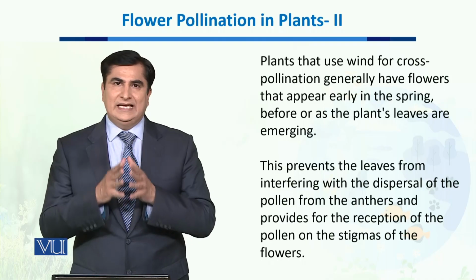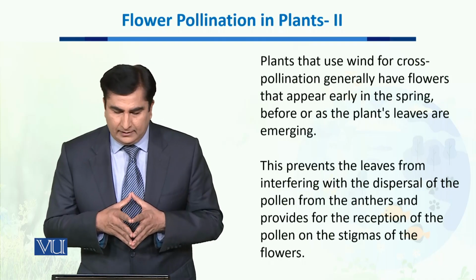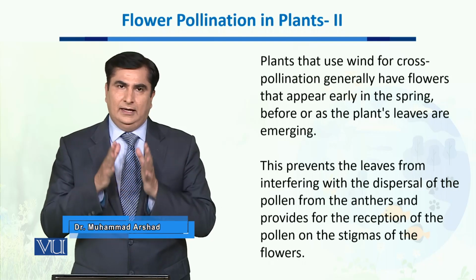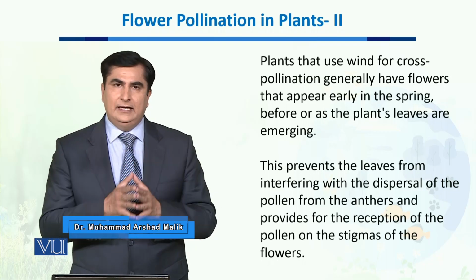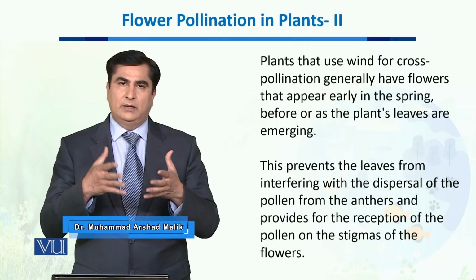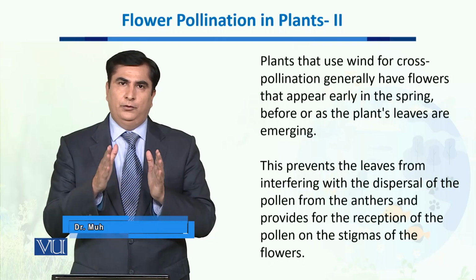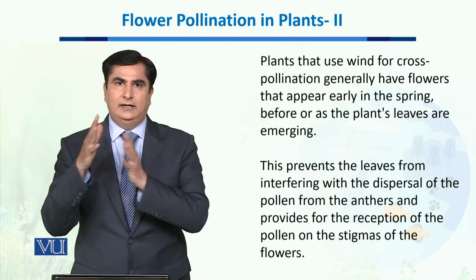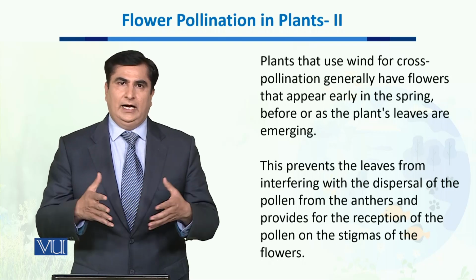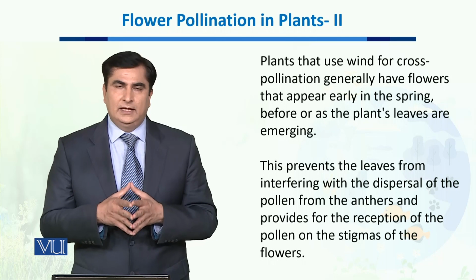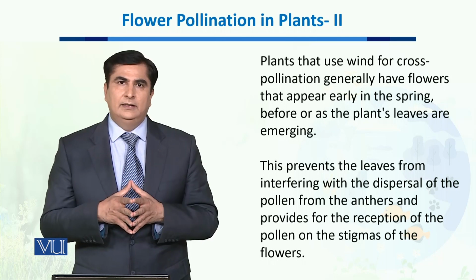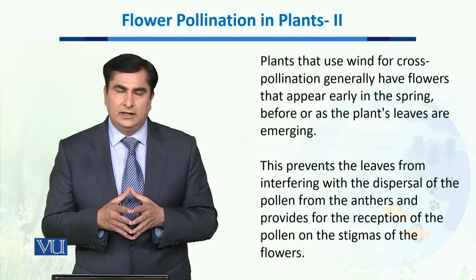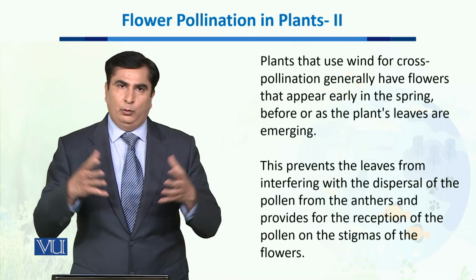Now, because leaves usually prevent the dispersal of pollen, as they can inhibit the wind or some other factors, these plants develop flowers earlier than their leaves, so that the male gametes can be dispersed through the wind.